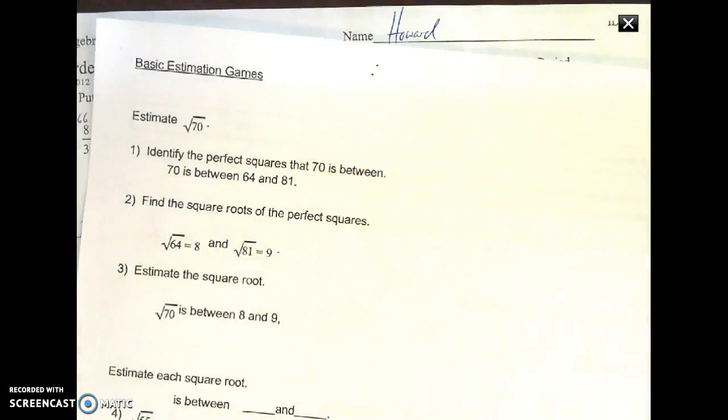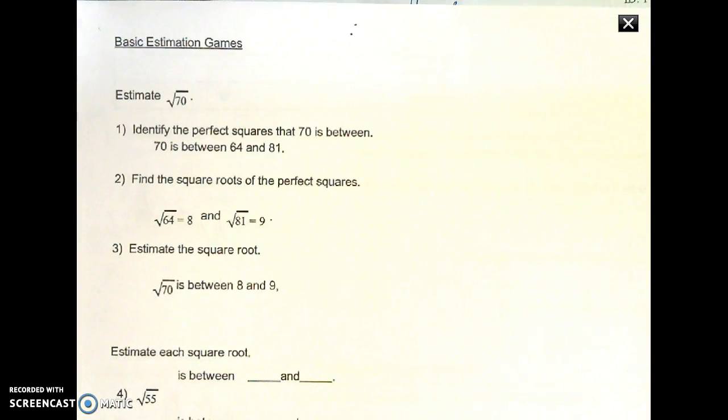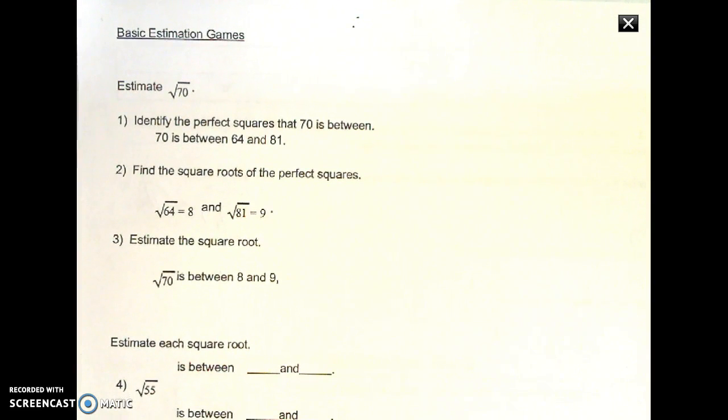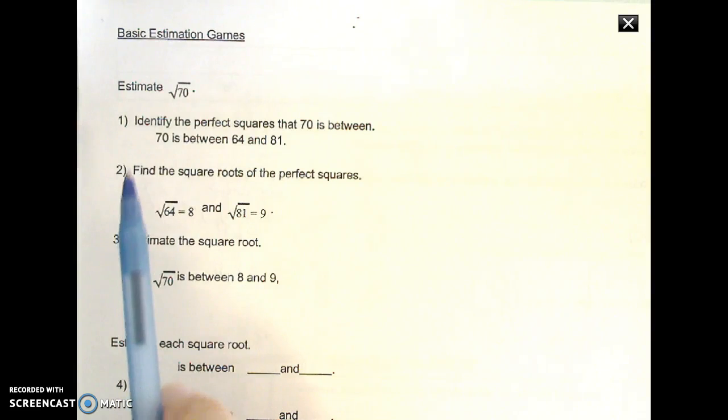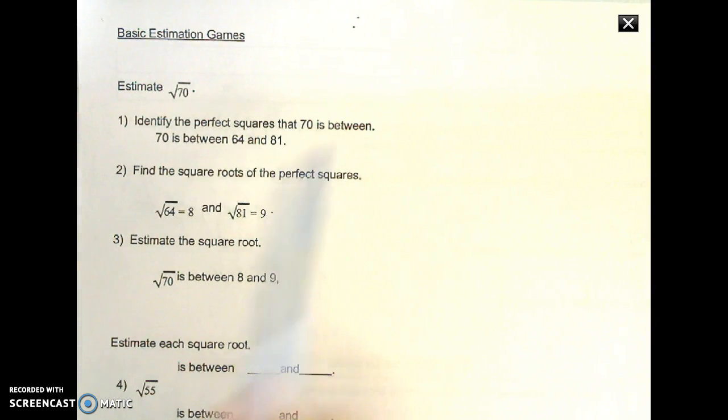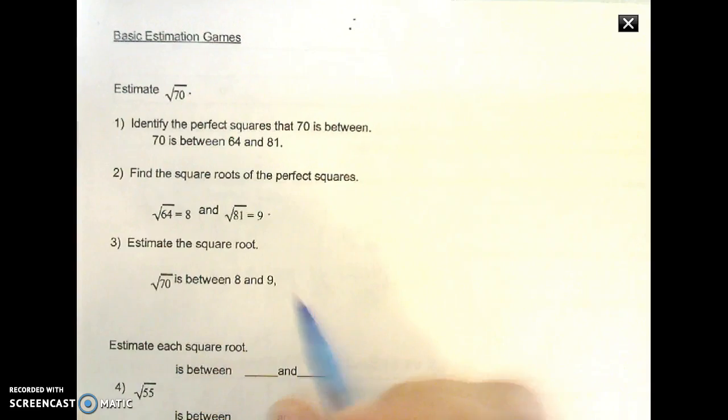Alright, so how can we use that? Basic estimation games. So this is something you guys are pretty cool with, and the nice thing too is you have a calculator, you can always use it. But I feel this was important to share with you anyway. Estimate the square root of 70. Identify a perfect square that 70 is between. So you have your entire list of perfect squares like we do on the other page.